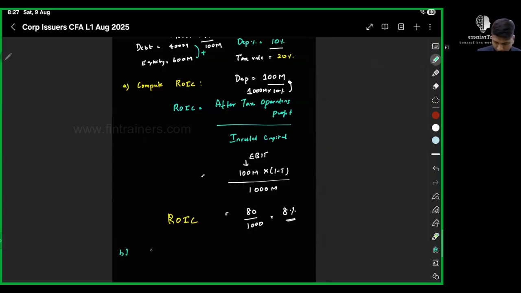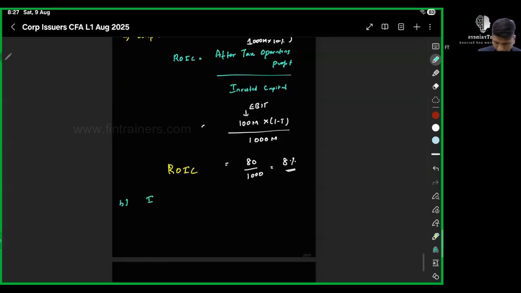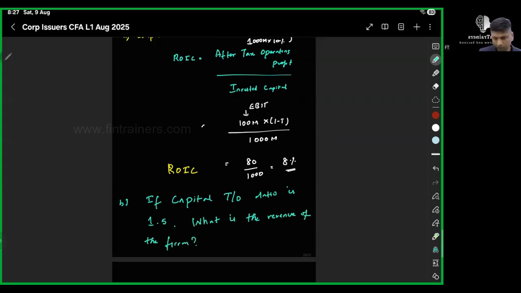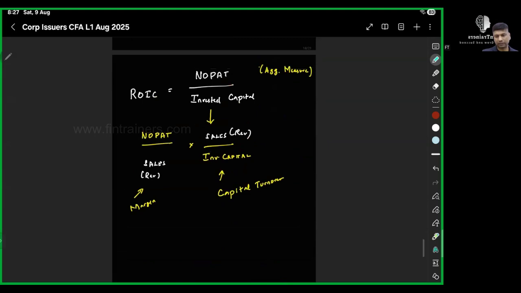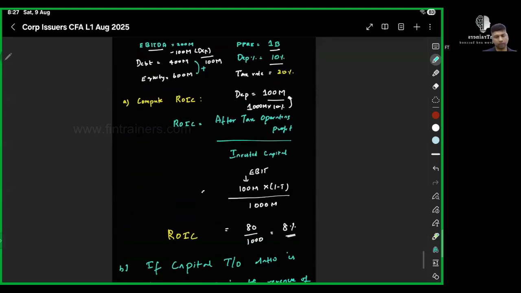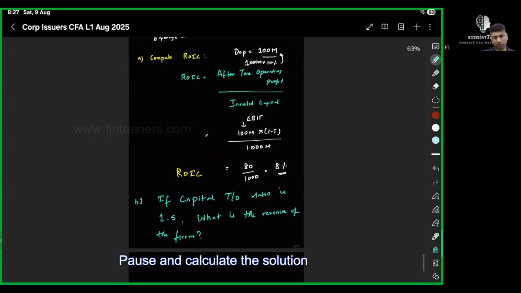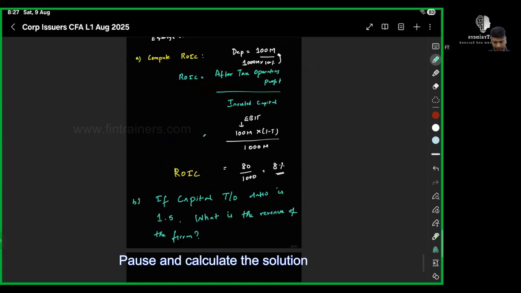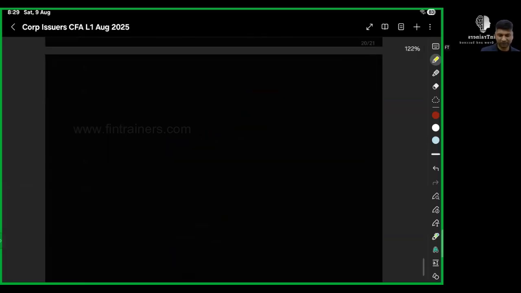If capital turnover ratio is 1.5, this is turnover ratio, what is the revenue of the firm? How are we going to calculate this? We're going to use the decomposed formula to calculate the revenue. You now know the ROIC already. Calculate the revenue or sales. Okay, so we know this.